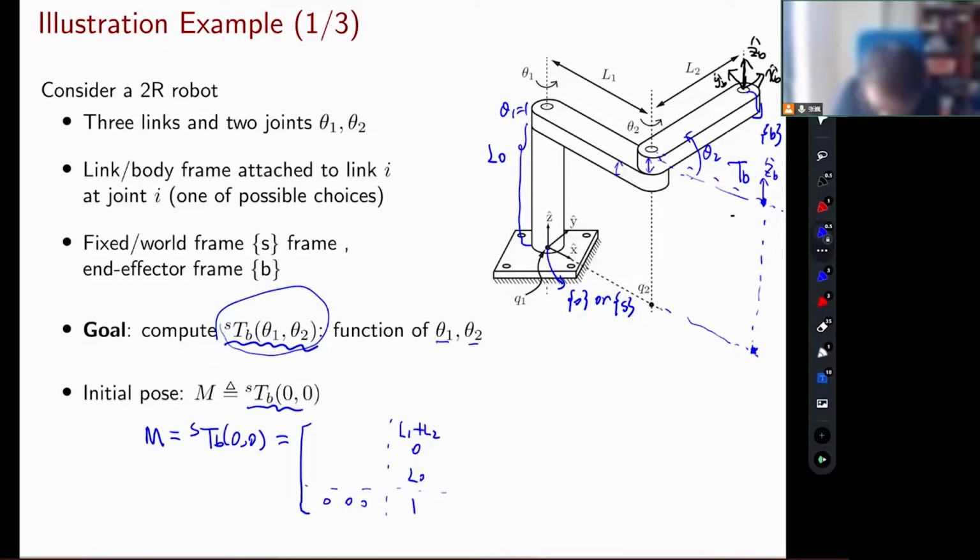Good. And orientation. What's the orientation? Orientation should be the same as the space frame. So it's the identity. Okay, great. Right.